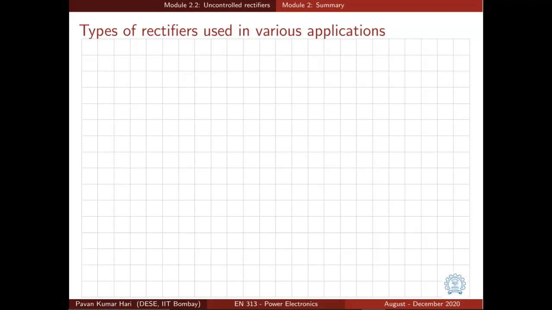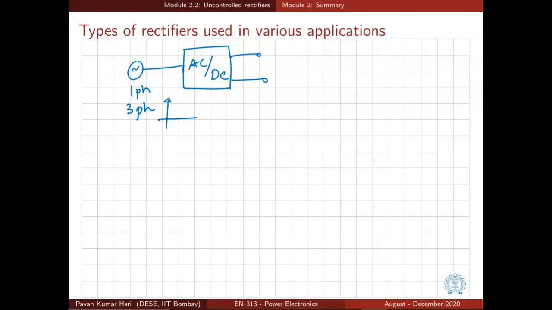We have learnt about AC to DC converters, which are known as rectifiers, but I think it is good to know what kind of rectifiers are used in various applications typically. As we know, a rectifier is a power electronic circuit which converts AC voltage to DC voltage, and the input voltage could be single phase or three phase AC, which is usually sinusoidal. In domestic applications it will be single phase AC, in industrial applications it will be three phase AC, and we have a DC voltage that is produced at the output.